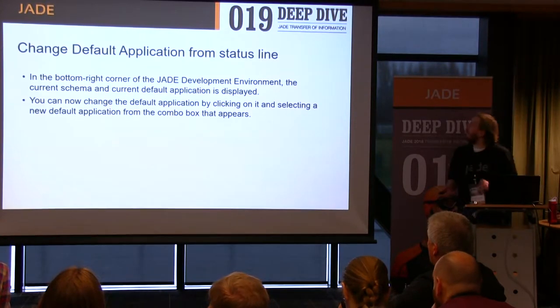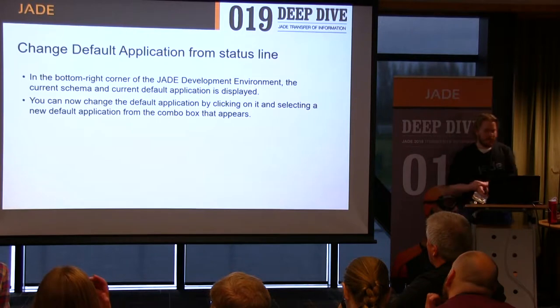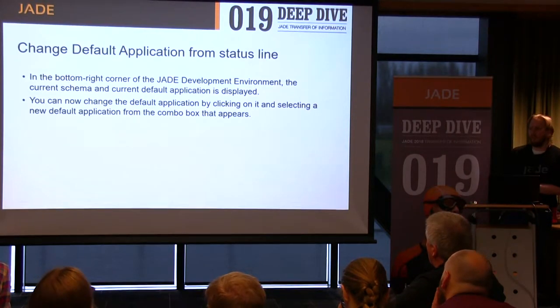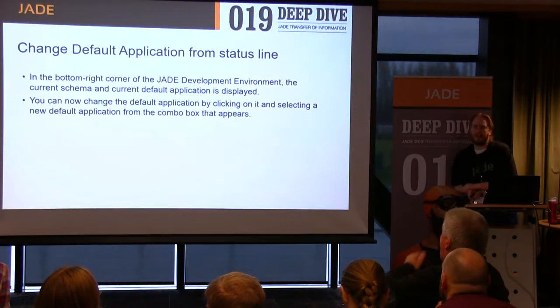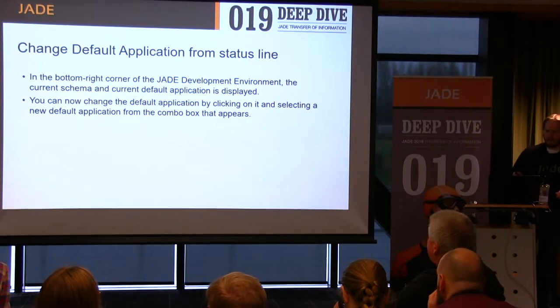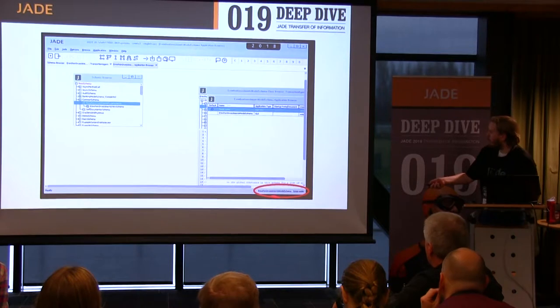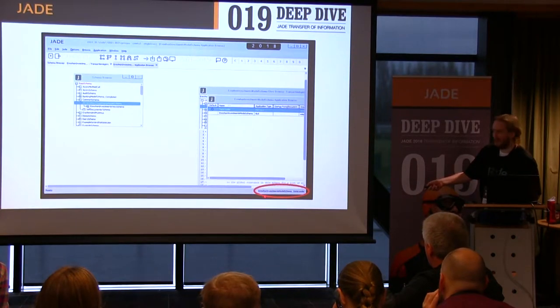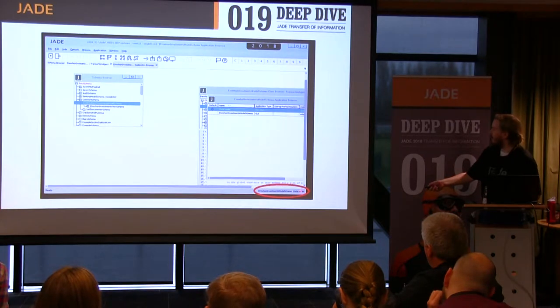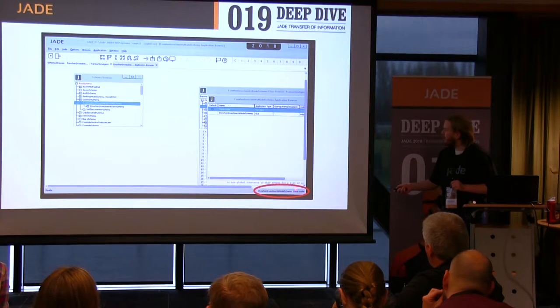Good, so next thing. This is one I didn't actually know about until I was prepping for this TOI, but in the bottom right of the Jade development environment, we've got the name of the currently selected schema, and then the default application. I didn't actually know what that was there for, to be honest. But yeah, you get some information there.